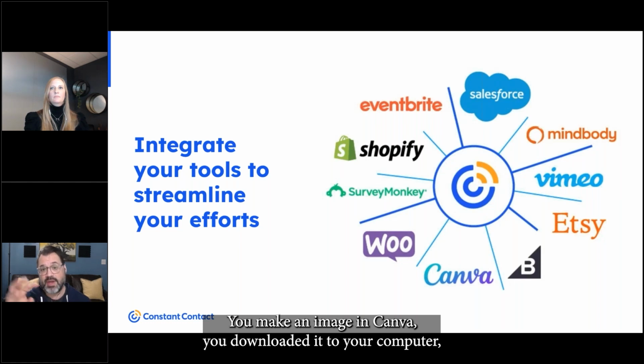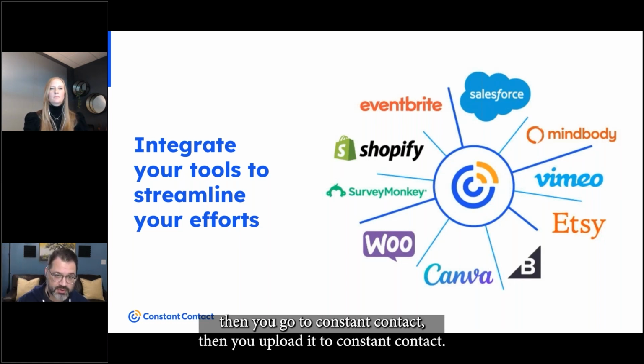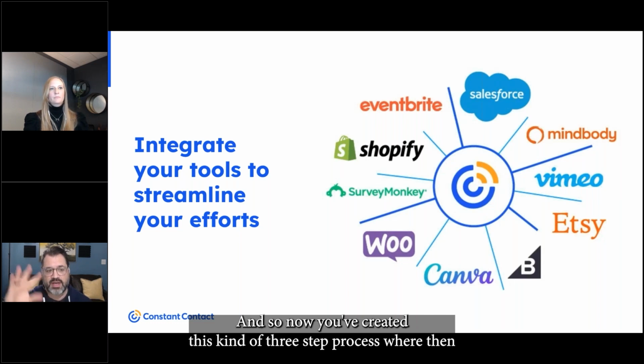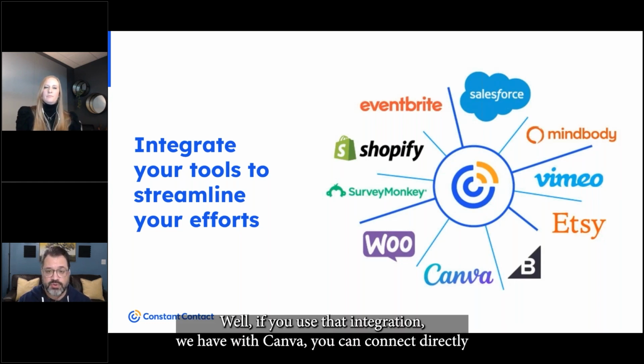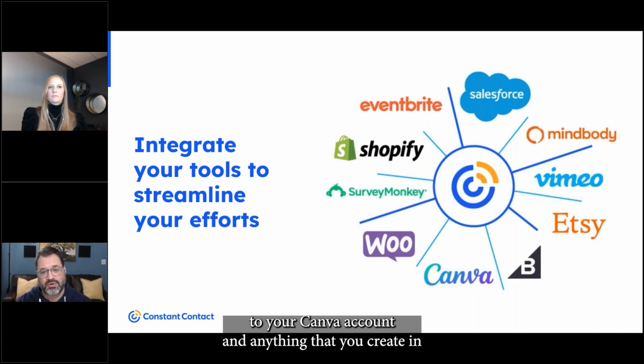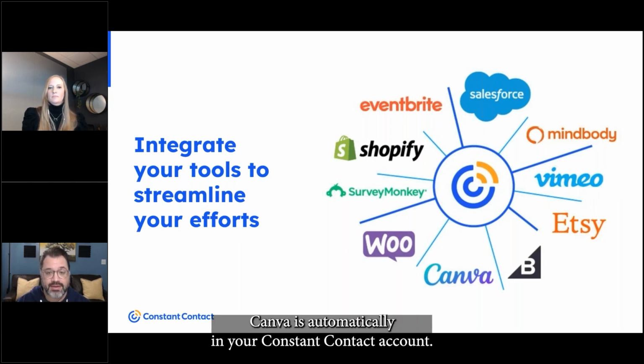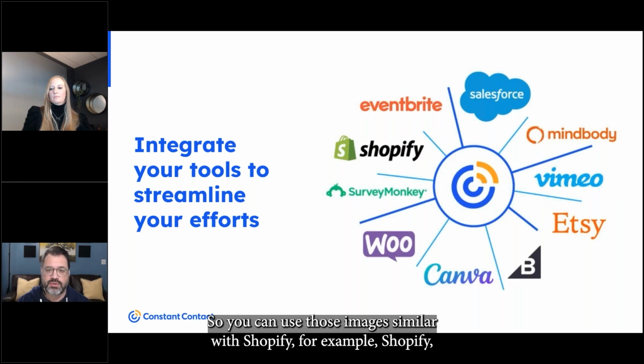You make an image in Canva, you download it to your computer, then you go to Constant Contact and you upload it to Constant Contact. And so now you've created this kind of 3-step process where you've also got a whole bunch of space being wasted on your computer. Well, if you use that integration we have with Canva, you can connect directly to your Canva account, and anything that you create in Canva is automatically in your Constant Contact account, so you can use those images.